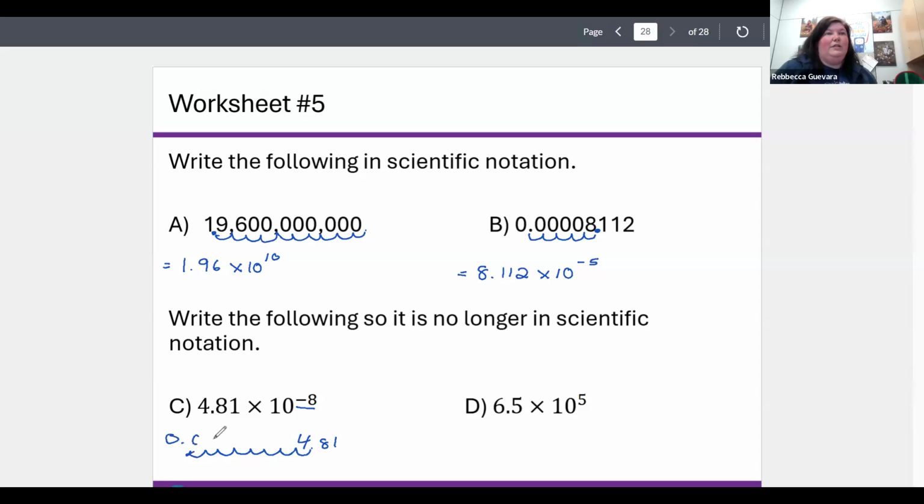So it's 0.00000000481. So we'll get rid of that decimal. Here we got 6.5, and we have 10 to the power of 5. We're going to make a bigger number, so we're going to move to the right 5 places: 1, 2, 3, 4, 5. So now my decimal can go away.